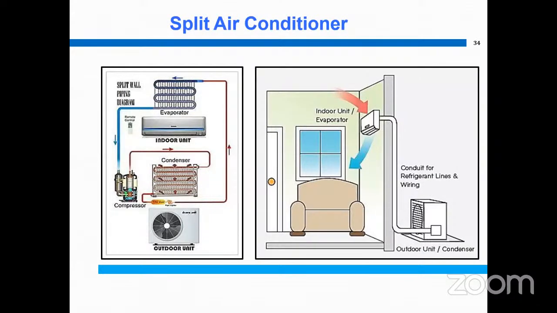So again, this is another type, split air conditioners. All are the same principle only, vapour compression system. So here in the split unit, a separate evaporator is installed inside the room. Then condenser coil and compressor are installed outside the room. So otherwise, working principle is the same.